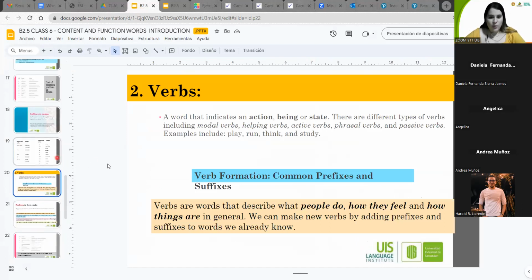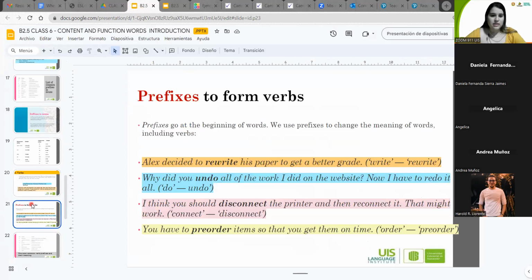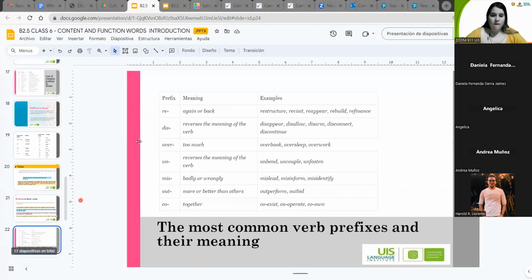Here we have verbs, common prefixes and suffixes, like write, rewrite. So re- means again, like to do it again, for example. This re- means again or back, like structure, restructure, visit, revisit, appear, reappear, build, rebuild, finance, refinance. This one reverses the meaning of a verb. Appear, aparecer, desaparecer, very similar to Spanish. Some of them are different, right?